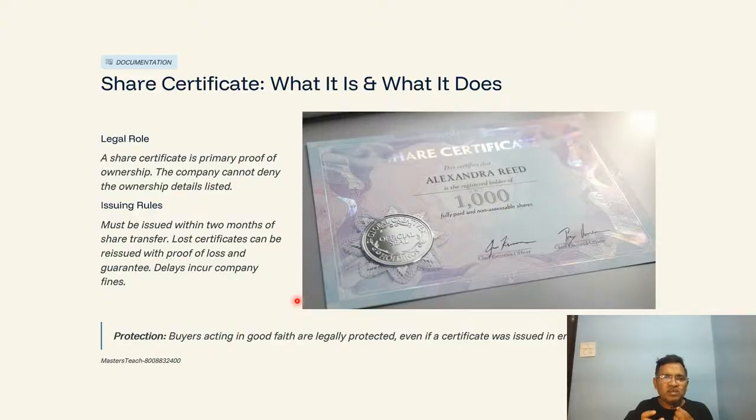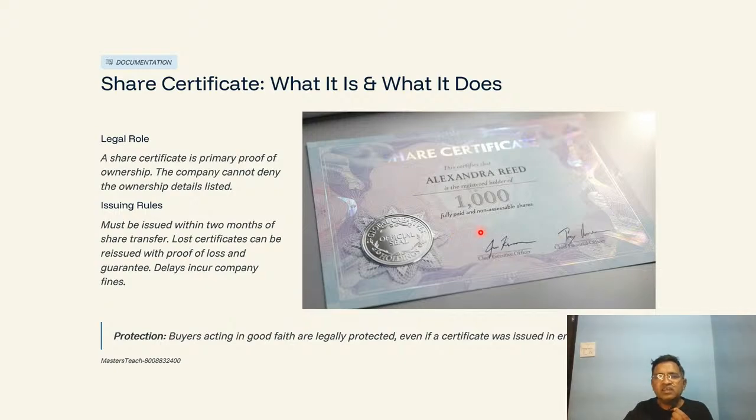So what is a share certificate and what does it do? A share certificate is the primary proof of ownership. The company cannot deny the ownership details listed. Nowadays everybody gets the share certificate in digital form, those who are buying and selling in the share market.